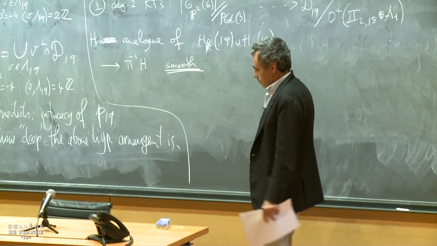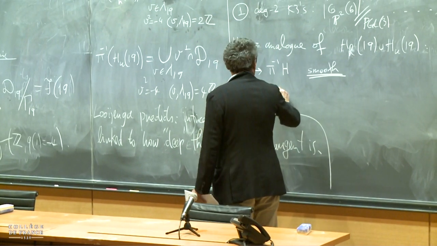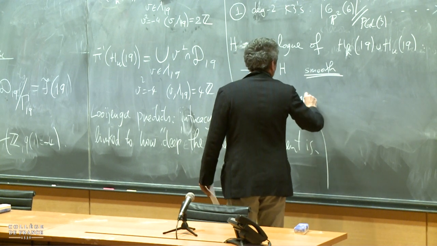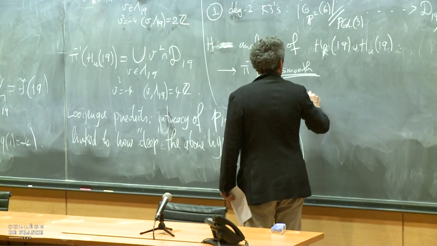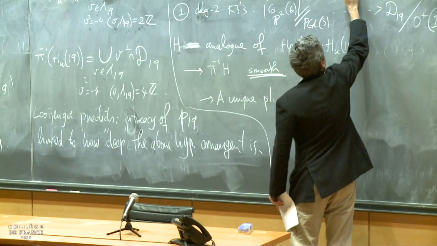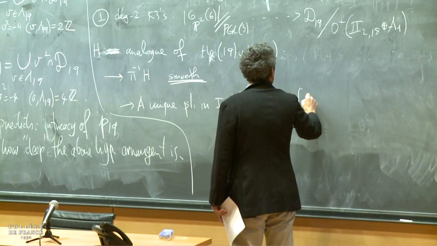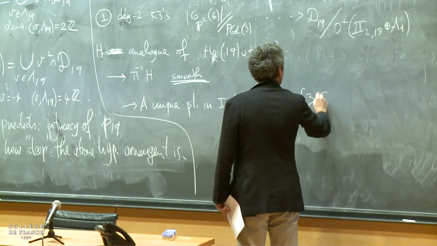Okay? So what Looijenga would predict is that the period map is quite simple. And in fact, there is a unique point in the indeterminacy locus. Okay? Only one, it's the 3 times a conic.